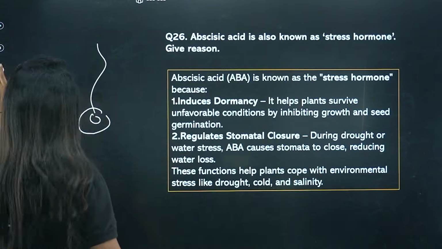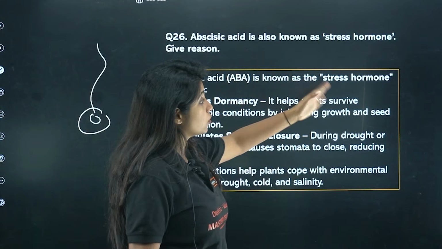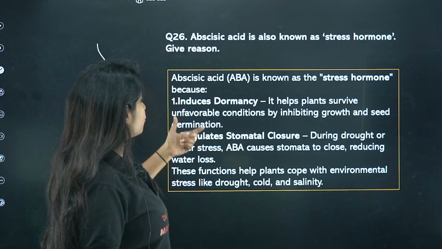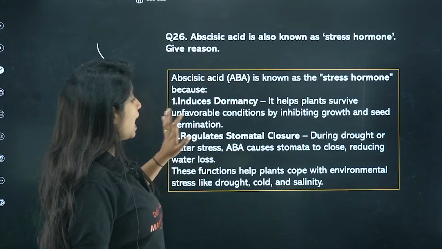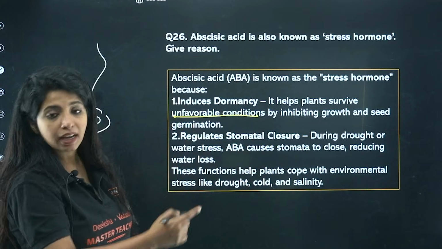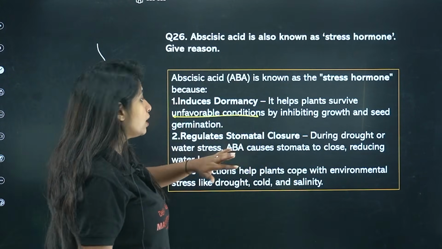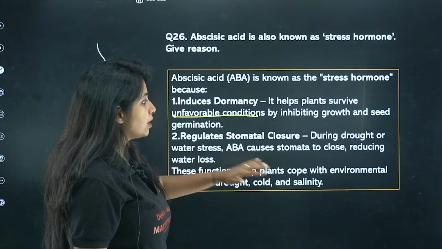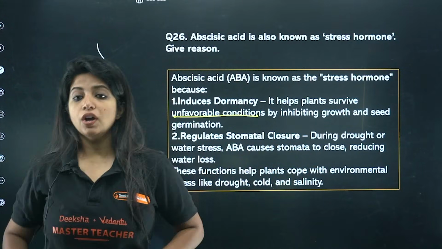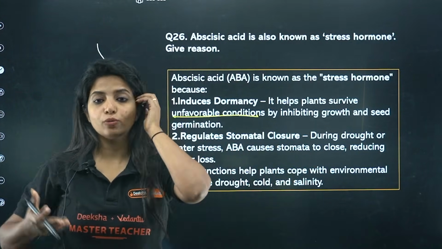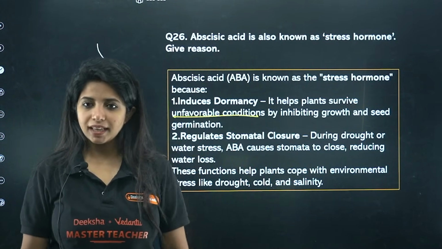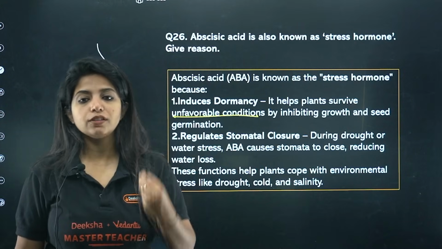So basically, abscisic acid, ABA, is also known as stress hormone because it induces dormancy. It helps plants survive unfavorable conditions by inhibiting growth and seed germination. Now, it regulates stomatal closure. During drought or water stress, ABA causes stomata to close, reducing water loss. These functions help the plant cope with environmental stress like drought, cold, as well as salinity. Salinity means too much salt in the soil. At that particular point of time also, you do not want the plant to grow.